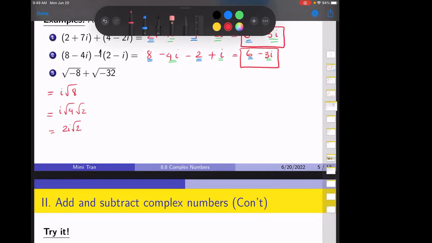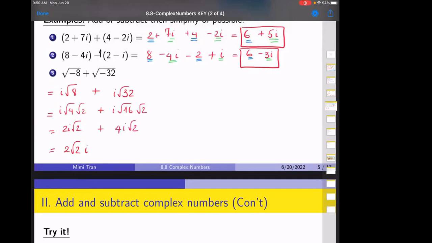Okay. I'll rewrite again one more time: 2 square root of 2 times i at the end. And then simplify the root negative 32. Again, i root 32. Root 32 is 16 times 2, right? Which is 4i root 2, which is 4 root 2 i.